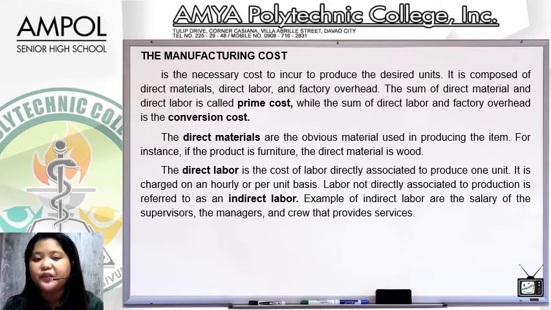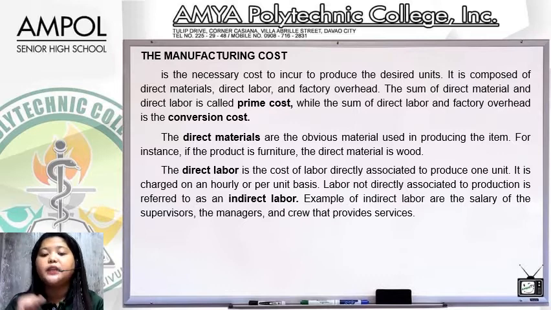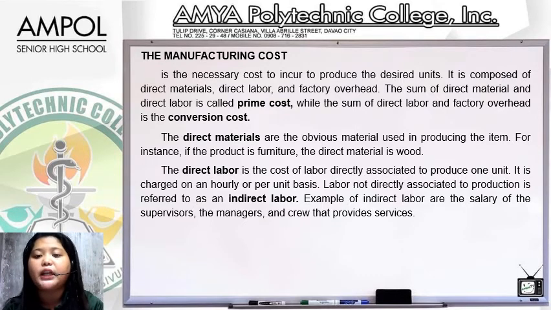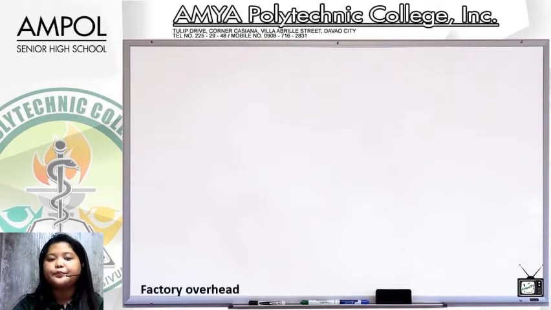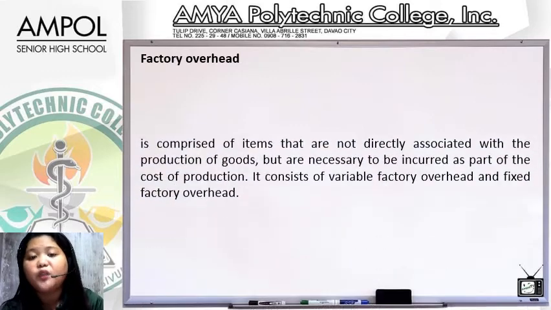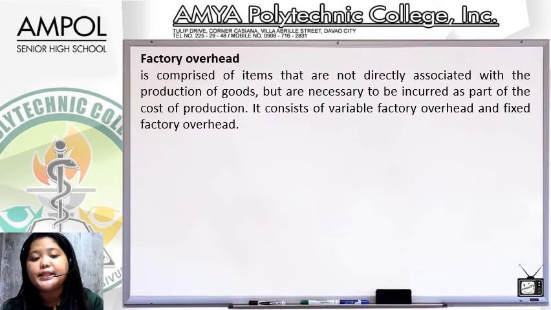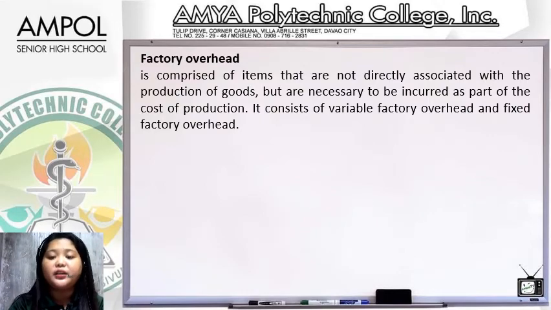So, this is referred to as indirect labor. Examples of indirect labor are the salaries of the supervisors, the managers, and crew that provide service. And factory overhead is comprised of items that are not directly associated with the production of goods but are necessary to be incurred as part of the cost of production. So, it consists of variable factory overhead and fixed factory overhead.